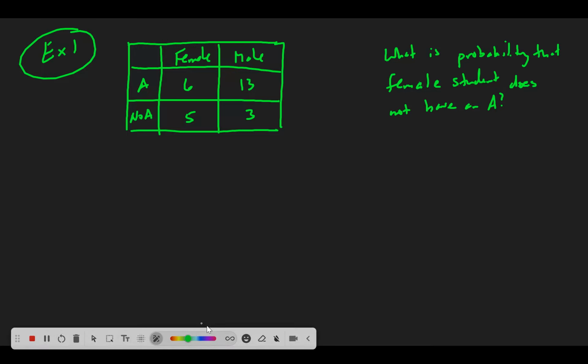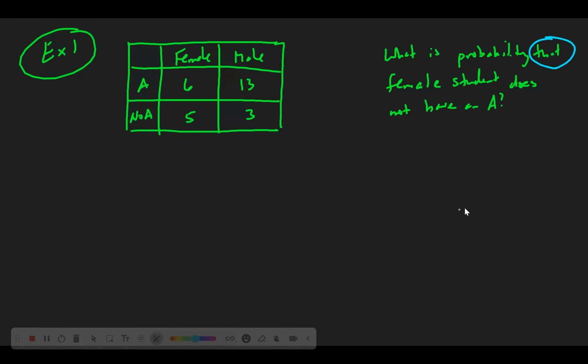When we take a look at this problem, it's sometimes hard to interpret it as conditional probability, but this word "that" is very important. What is the probability that a female student, we know that this student is female, right? We know that female is happening. That is our condition. That is who we're just looking at. So when we look at the table, we're not going to look at everybody, we're just going to look at the females. And the question is, what is the probability that a female student does not have an A? So no A, that's the other part.